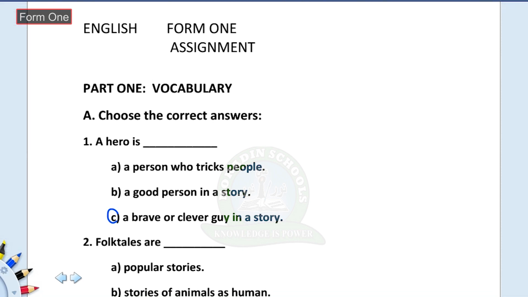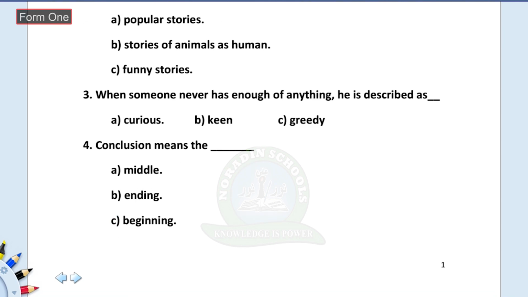Well, the second question is, folk tales are dash. A. Popular stories. B. Stories of animals as humans. C. Funny stories. You have to choose between these 3 options. You have 10 seconds.